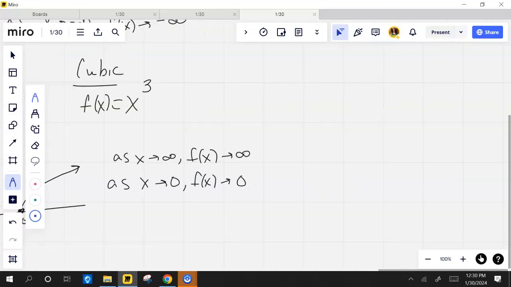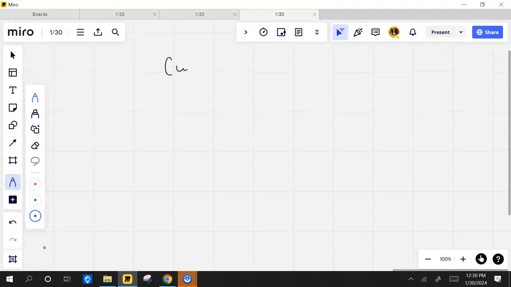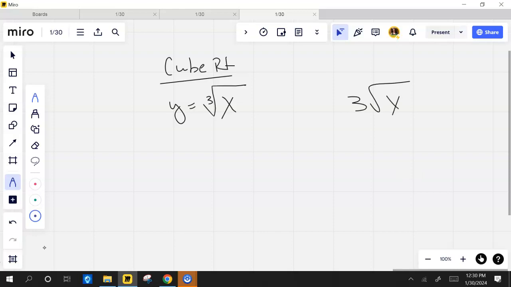Cube root, what's it look like? Parent function. That's right. It's got the little 3 that sits in here. Be very careful when you write it. Do not write it like this, because that's 3 times the square root. So make sure it's really little and it sits in the radical. I hate to be that guy, but I will.